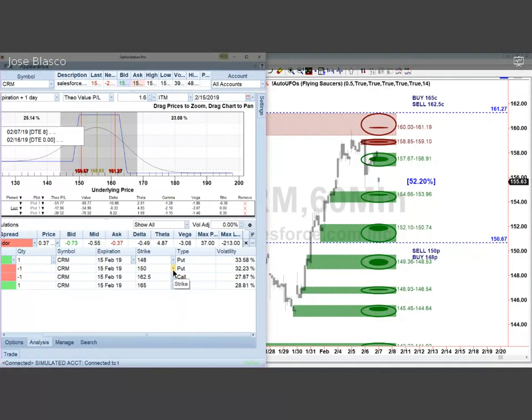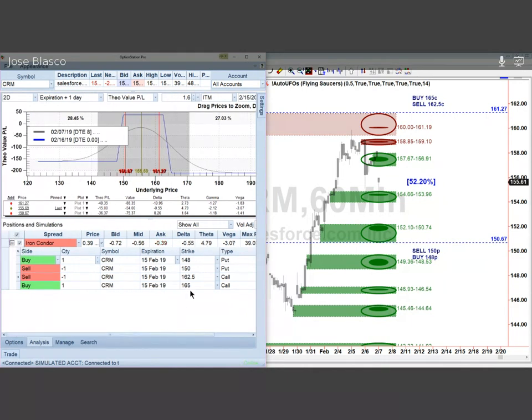Okay, let me, oh no, I did it right. Yes, I did it right. Sorry, guys. So selling the 150 put and the 162.5 call, buying the 148 put and buying the 165 call. That's the idea. Now, is this correct? Well, let's take a look.